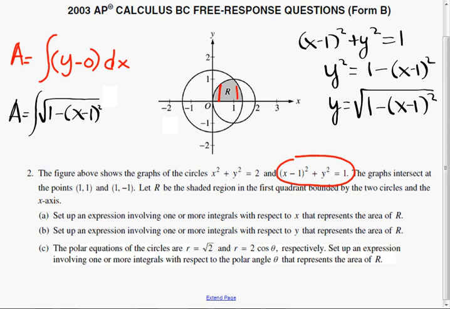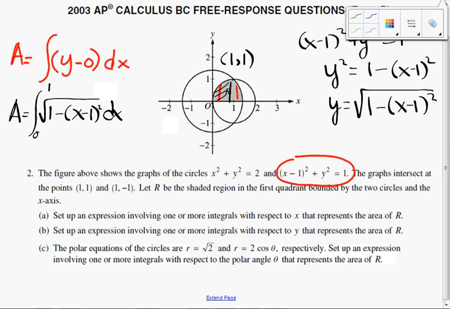Now, where are we going to integrate that to? They tell us that this intersects at (1, 1). So the x starts at 0 and goes to what? 1. It doesn't say to integrate it. It says set up an expression. Now that's for just this little piece. Guess what? I've got to do it for the other piece.